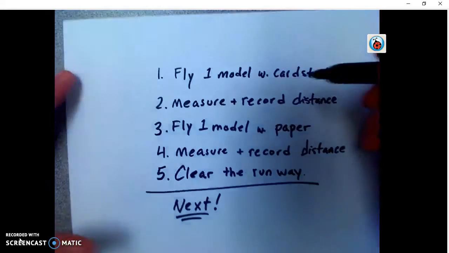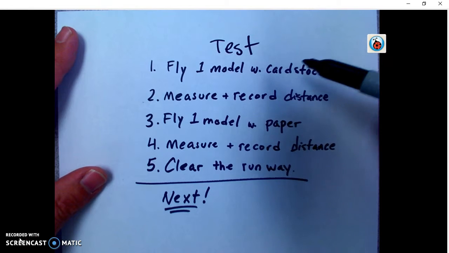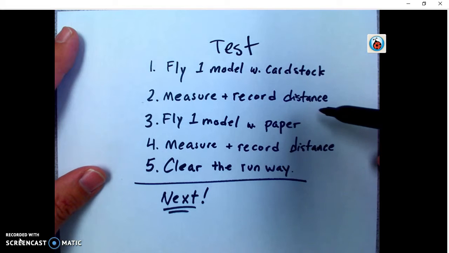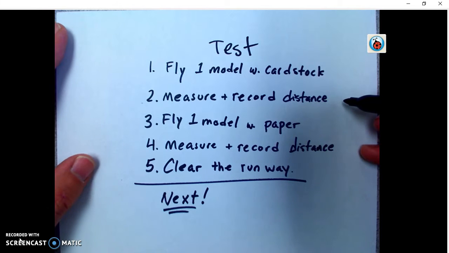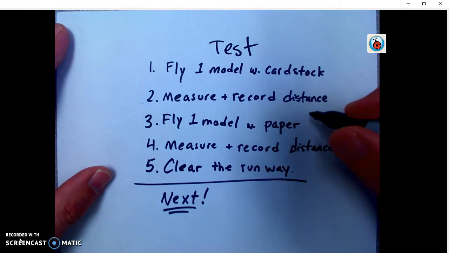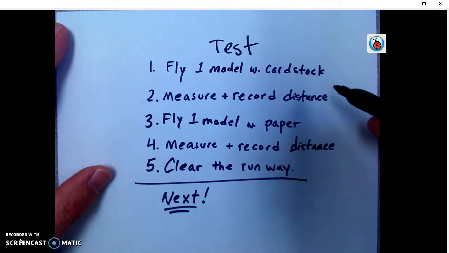Here's the plan. When it is time for you and your team to test, you're going to do this. You're going to fly one model made of cardstock. After it lands, you're going to measure and record the distance. You and the teacher can decide if you count sliding on the ground or if you think you should count just where it hits the ground first. My personal opinion, it's easier to let it slide. Number 3, fly one model with the printer paper, like normal paper, and then you measure and record the distance for that one. So each time you fly the plane, you measure and record the distance.